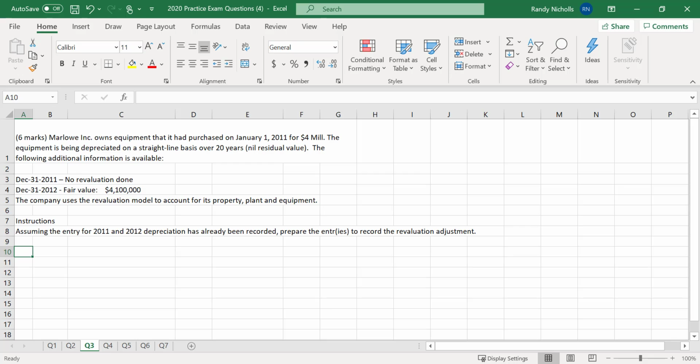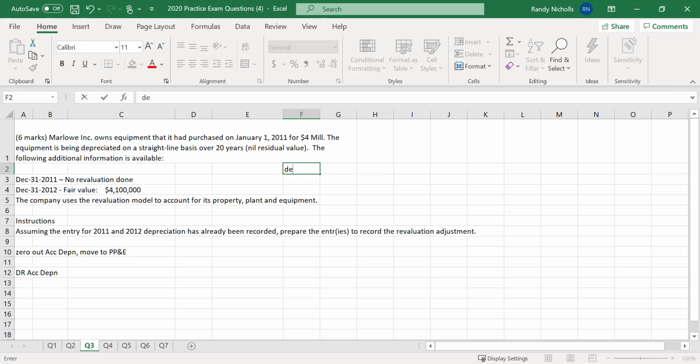So what do I need to record? Well, the steps I follow is, first off, zero out the accumulated depreciation and move it to PP&E. So I want to debit accumulated depreciation because it's got a credit in it. How much is in there? Well, I've got a $4 million asset. It's equal to the $4 million asset divided by 20 years.